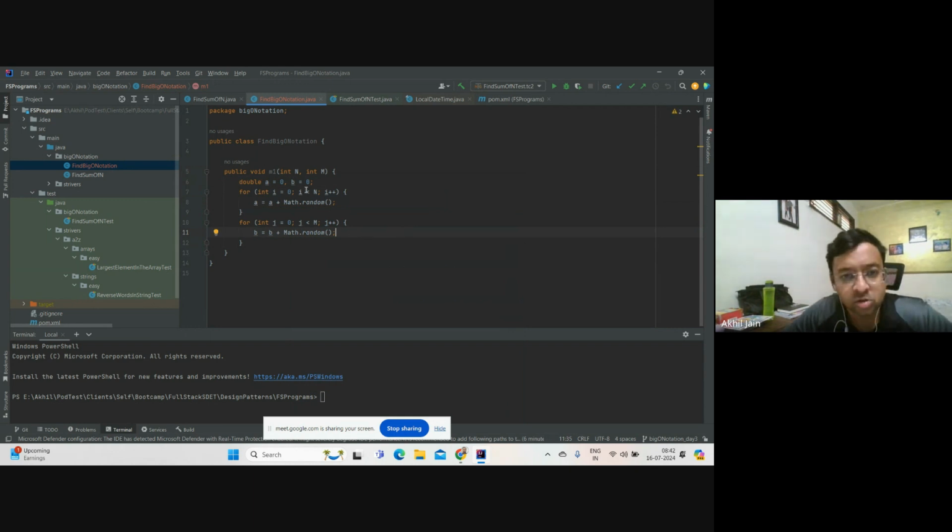Okay, so we have this logic here, right? And we need to find the Big O notation for this, with that too in the time complexity. When we say time complexity, I told you we'll just look at the number of operations we are performing.